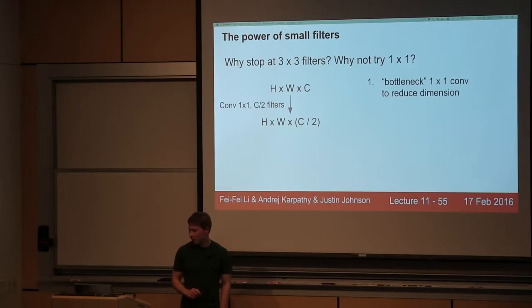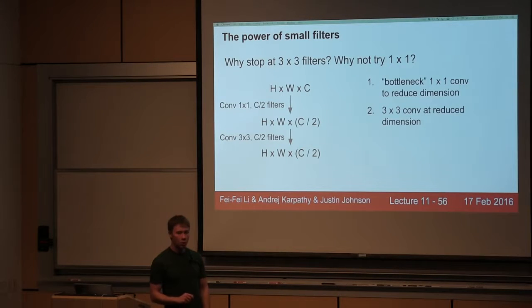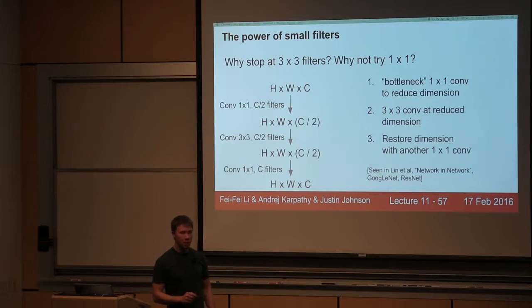So what we're going to do here is compare a single 3x3 convolution versus a slightly fancier architecture called a bottleneck architecture. Here we're going to assume, again, an input of H by W by C. And here we can do a cool trick. We do a single 1x1 convolution with C/2 filters to reduce the dimensionality of the volume. So now this has the same spatial extent, but half the number of features in depth. After this bottleneck, we do a 3x3 convolution at this reduced dimensionality, which takes C/2 input features and produces C/2 output features. Then we restore the dimensionality with another 1x1 convolution to go from C/2 back to C.